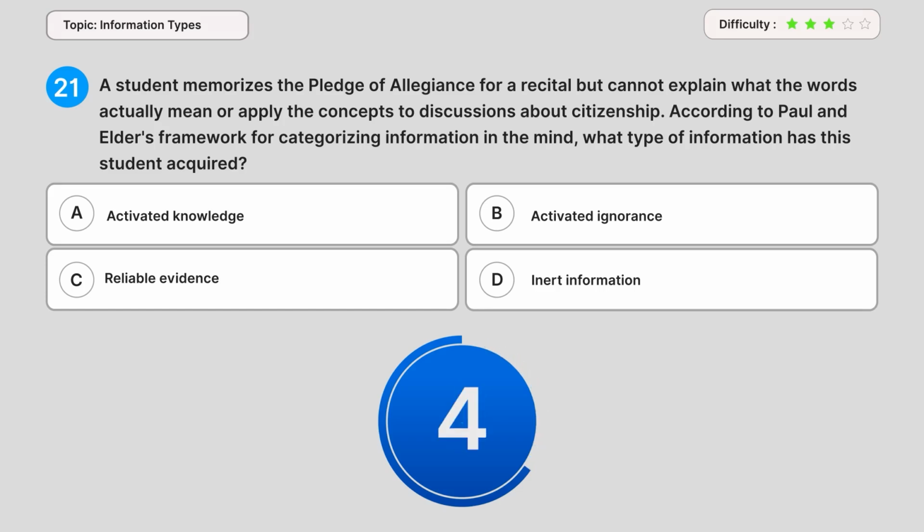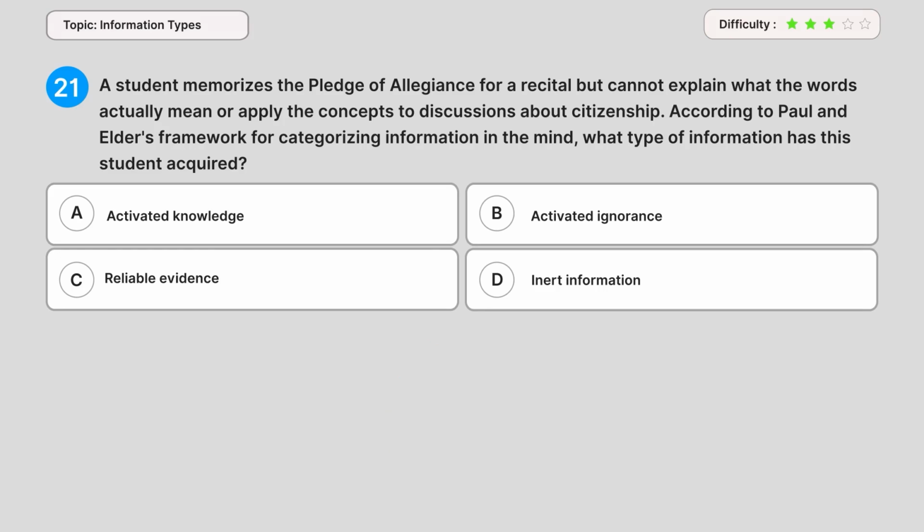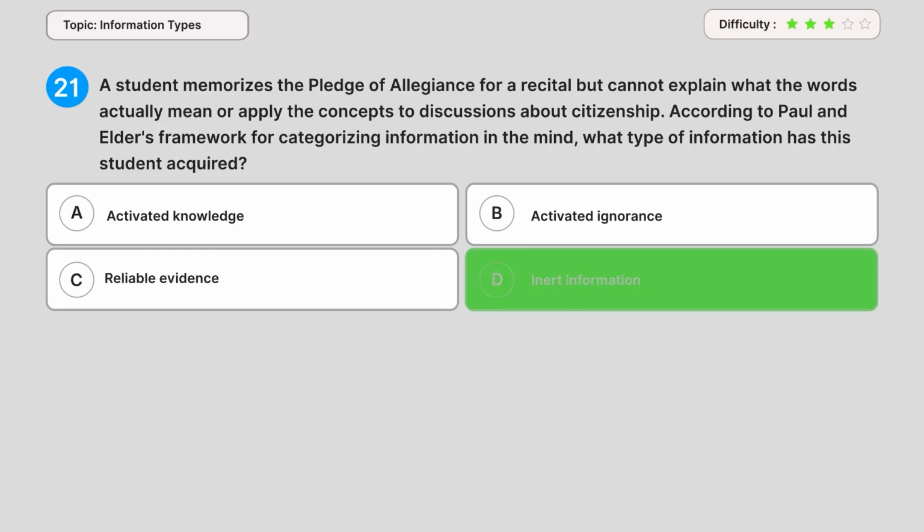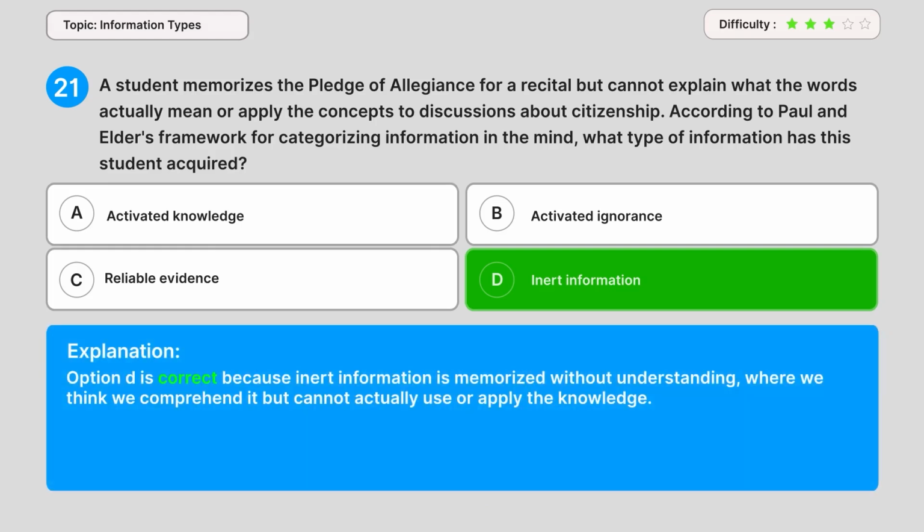What do you think is the answer? Correct answer, D. Inert information. Explanation. Option D is correct because inert information is memorized without understanding, where we think we comprehend it but cannot actually use or apply the knowledge.